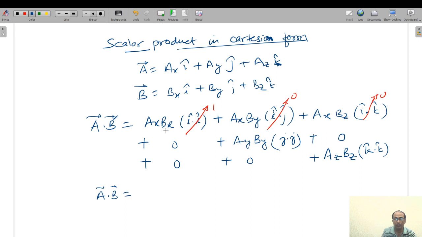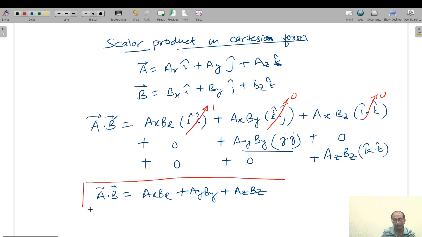So finally this is equal to AX BX from this component, plus AY BY, because j dot j is 1, and similarly k dot k is 1, just as i dot i is 1. We saw this in the last slide. So plus AZ into BZ. This is the expression in Cartesian form for the dot product of vectors A and B.